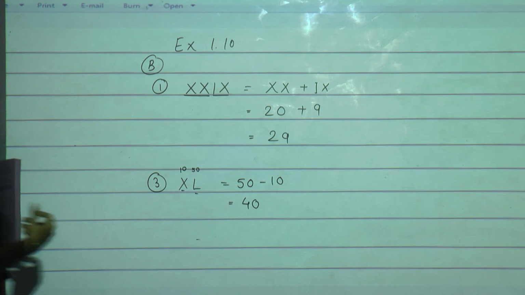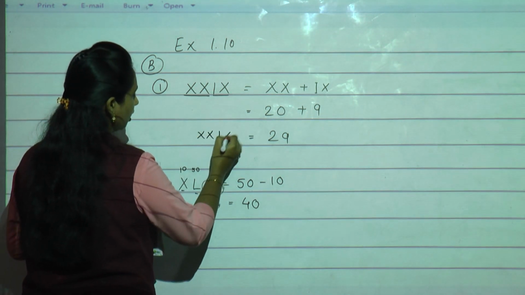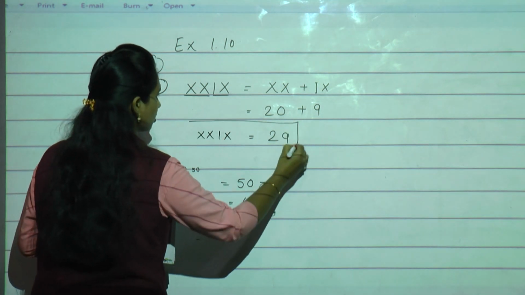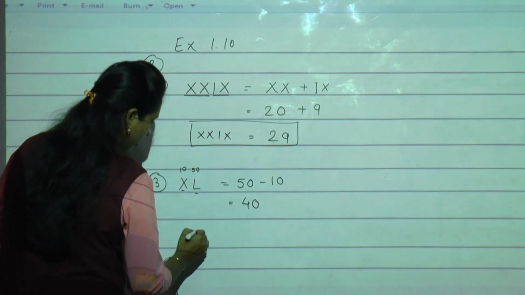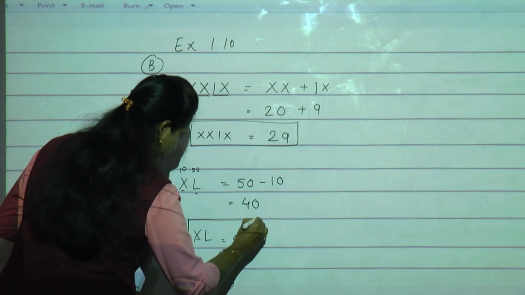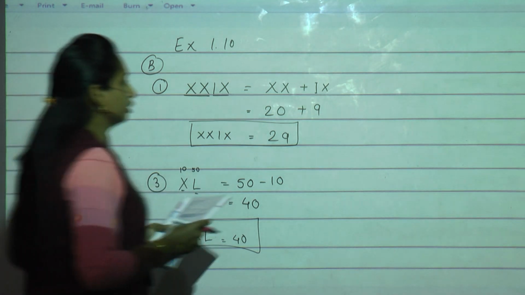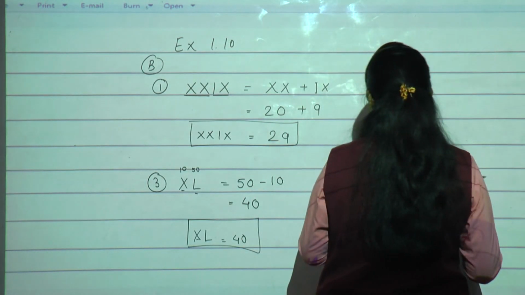Got it? Okay. Once again, you can write in this way and just box this answer. Or else write once again in this way and just box the number. The representation will be good. Now we will solve the next question.